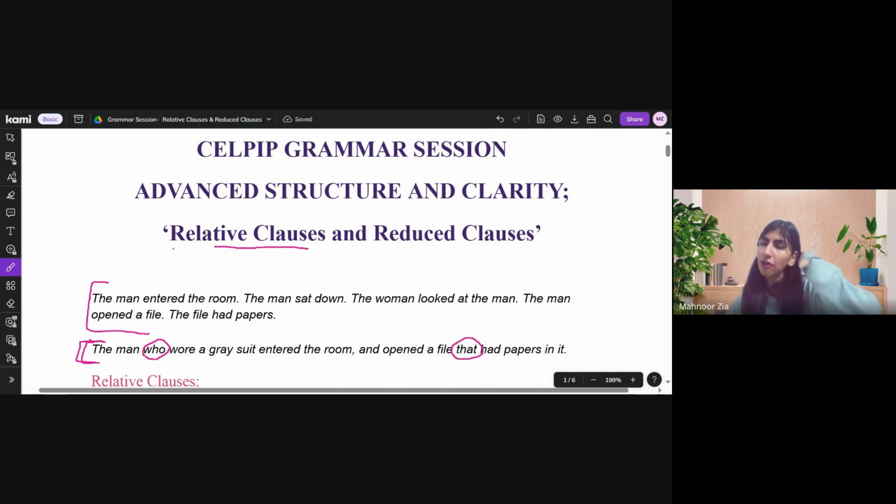Before we head to the definition of relative clauses and how to make a sentence with one, understand that relative clauses describe the man, or the noun that we're talking about. For example, which man came into the room? The man who wore a gray suit. That man entered the room. And the same man sat down. You can put a comma over here and then put sit down as well.